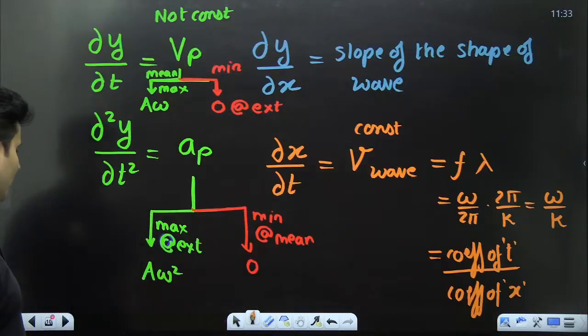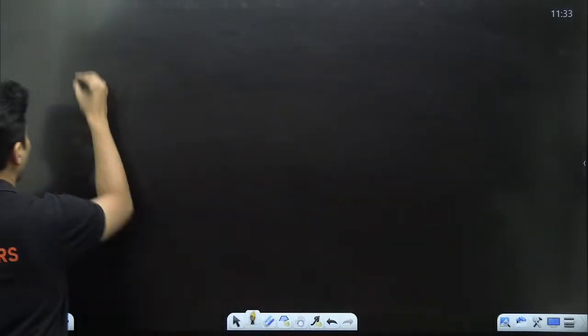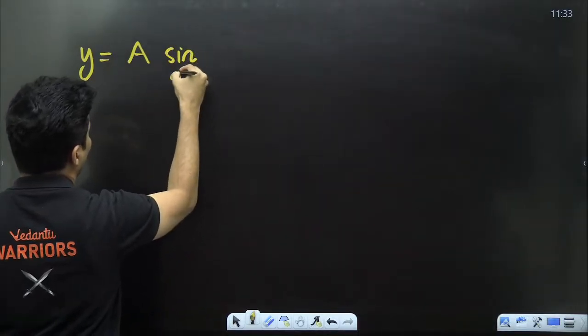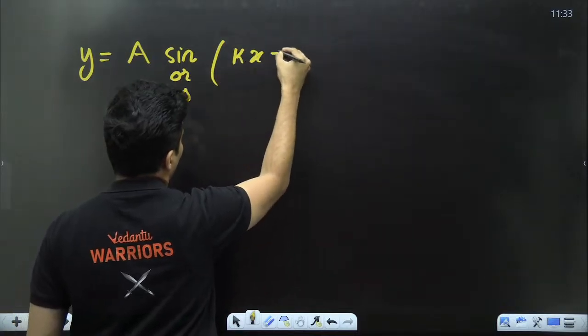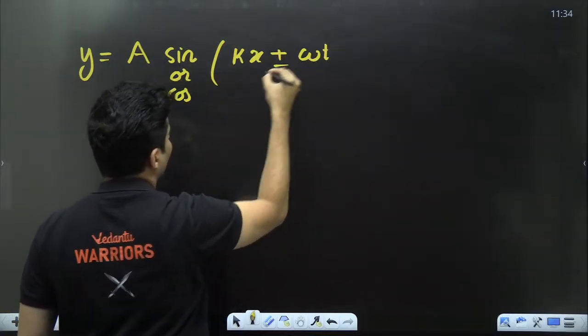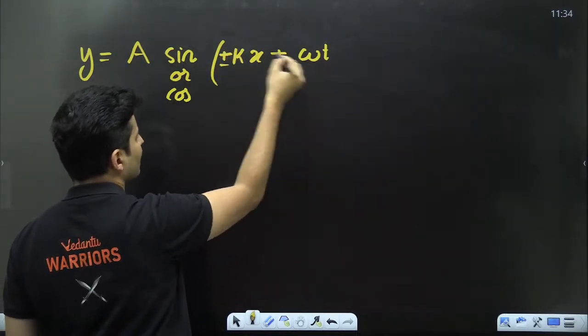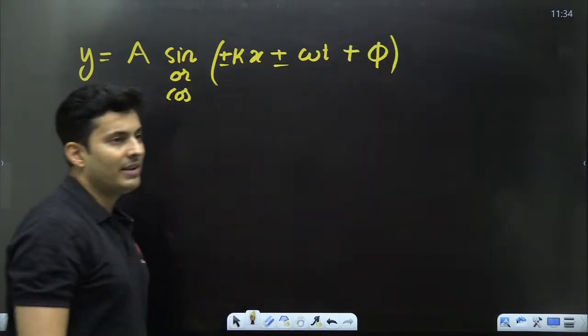So instead of showing this slide, I'll just write it down for you over here in a simple way. Y is equal to A, you can have sine, or you can have cos, you can have kx plus omega t, kx minus omega t, minus kx, omega t plus kx. So that's why plus minus over there. And you have a constant which is your phase constant.